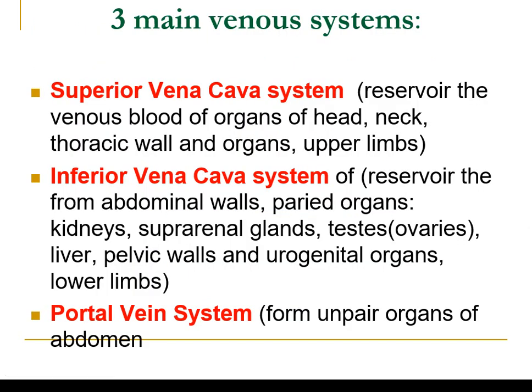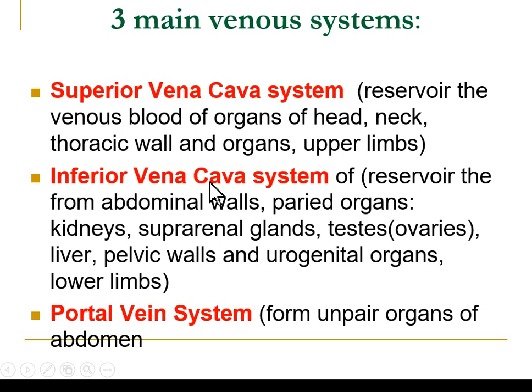There are three main venous systems. First, it is superior vena cava. It is a reservoir of the venous blood from the organs of the head, neck, thoracic wall, organs of the thoracic cavity and upper limbs. This is the function of the superior vena cava. Venous blood from the organs of the head, neck, thoracic wall, organs and upper limbs.